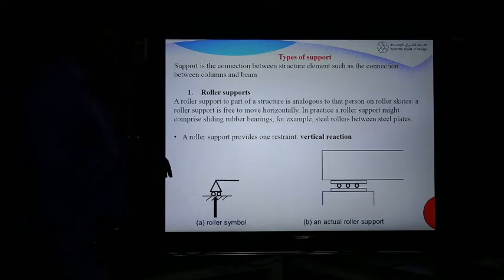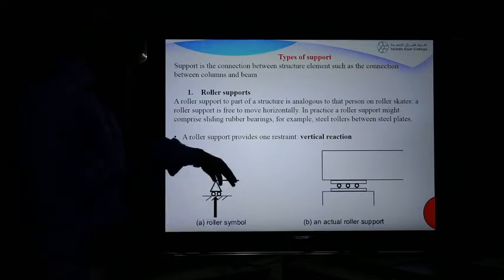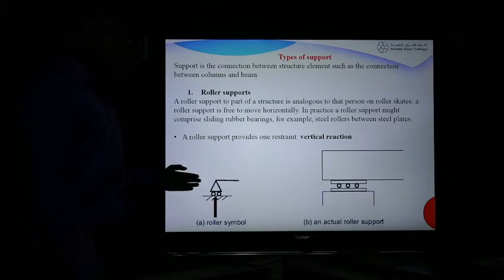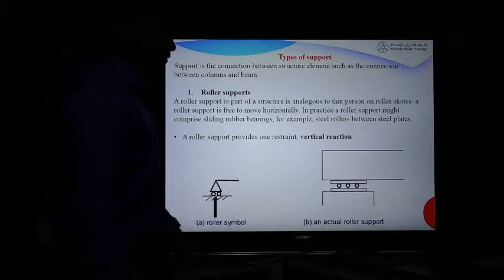In practice, a roller support might comprise sliding rubber bearings, for example steel rollers between steel plates. You can observe this type of roller in bridge construction. You can read more later. A roller support provides one restraint. It can only restrain the vertical reaction, so a horizontal force cannot be supported. We have free movement horizontally and a restriction on vertical movement. So a roller support will have horizontal movement but not vertical movement.